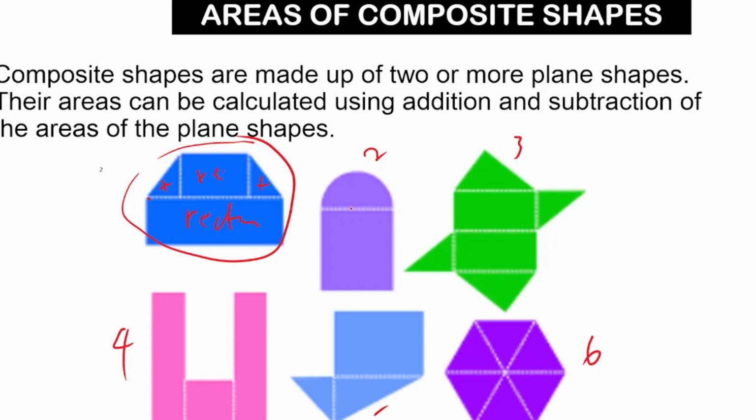Now, for the second one, you can see we have a rectangle and a semicircle. So you find the area of the semicircle and find the area of the rectangle. Then the third one, if you look at it, some of you will run away. No, no, no, you don't have to do that. It's very simple. Just look at it.